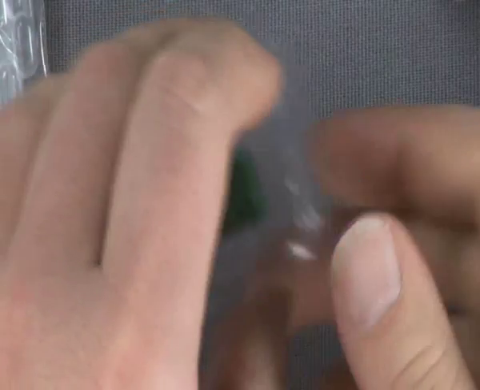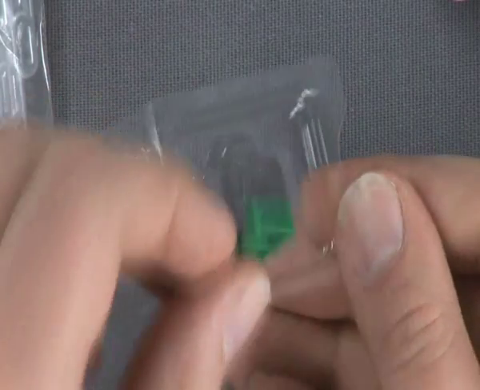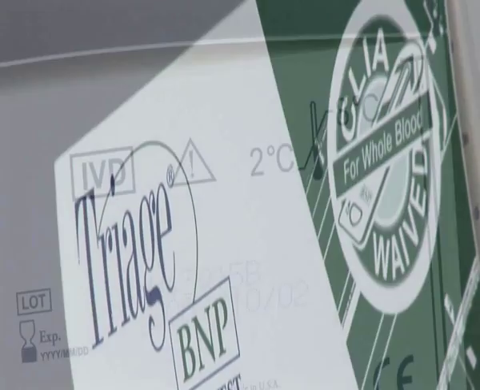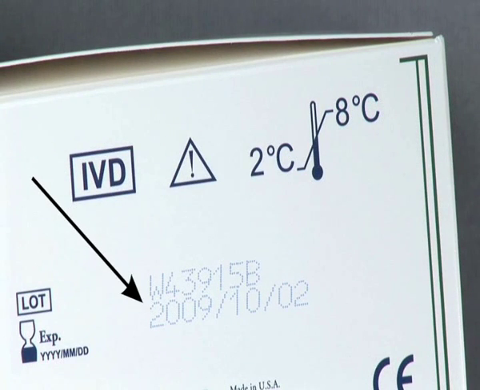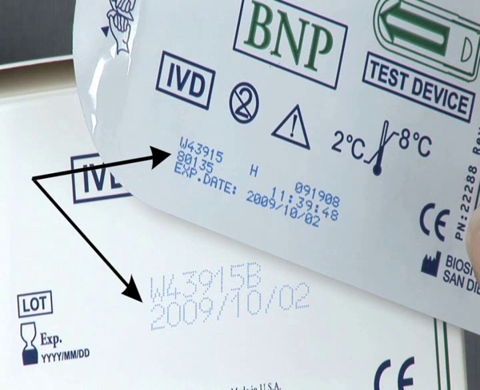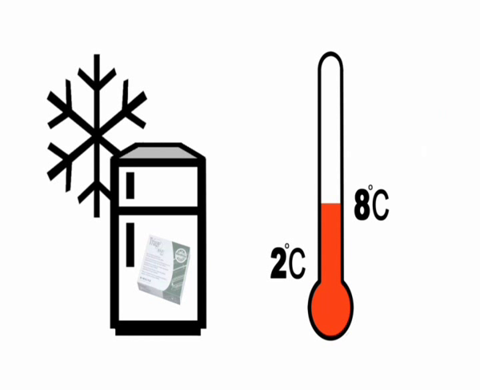The person who is unsealing the kit needs to install the new code chip, so lot-specific information gets transferred into the triage meter memory. The triage test kits have the kit lot number and the expiry date stamped on the outside of each test kit. The lot number and the expiry date can also be found on each individual test pack. The triage test kits are to be stored in the refrigerator at 2 to 8 degrees Celsius.